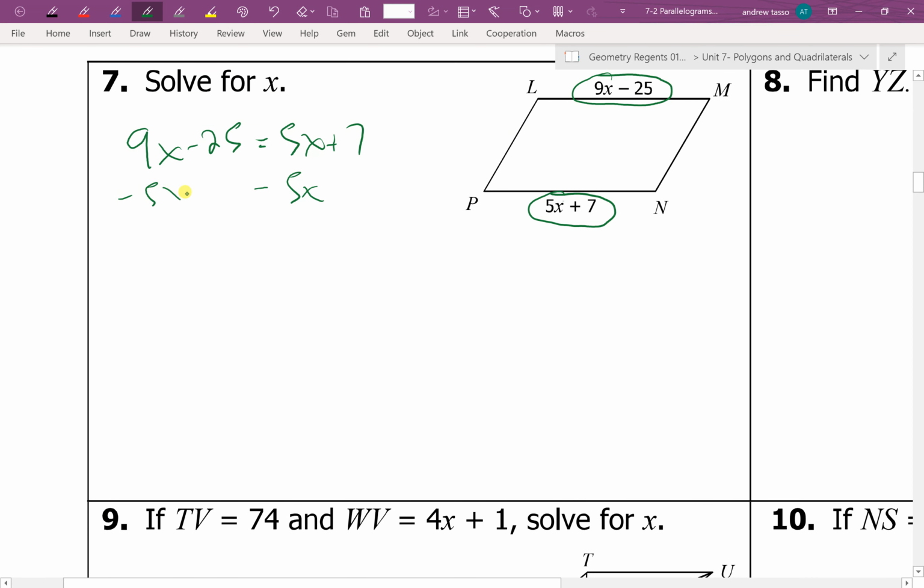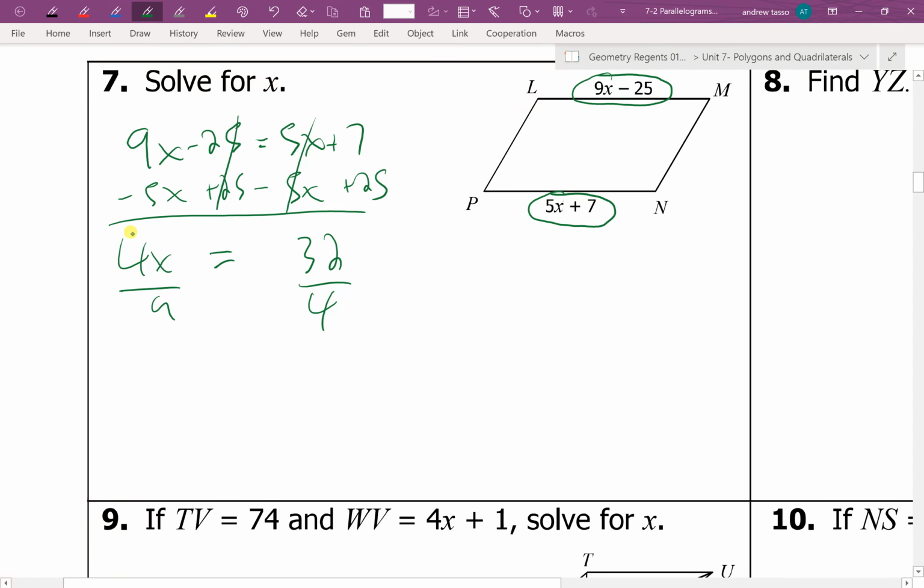So first I subtract 5x from both sides, and then we add 25 to both sides. Right, and then we divide by 4, both sides. And we find x equals 8.